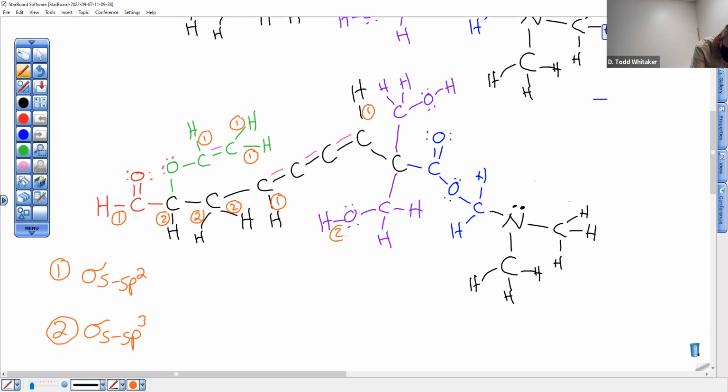How come that oxygen's sp3? That one on the bottom, purple. 2 lone pairs, 2 sigma bonds. That's 4 fingers. That's sp3. Same for this for different reasons, because 4 sigma. 2, 2, 2. A lot of 2s, huh?